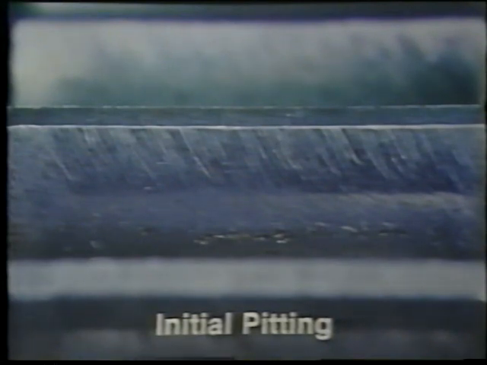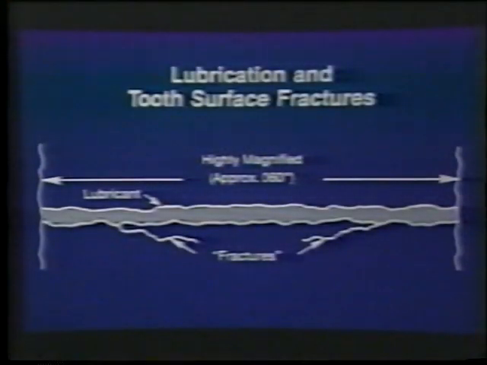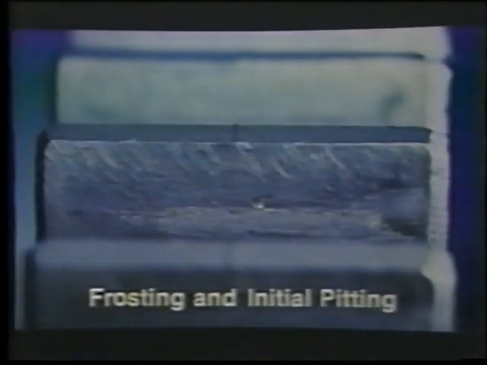Lubricant fills the irregularities we saw in the microscopic views of tooth surfaces. But sometimes, under repeated heavy loads, the oil pressure developed between teeth may start small surface fractures that eventually break out to form tiny pits. Slightly rougher than frosting, initial pitting will not cause noise, and, like frosting, usually heals over. This gear shows both frosting and initial pitting, but it should not be replaced because both distress signs are likely to heal over without further problems.